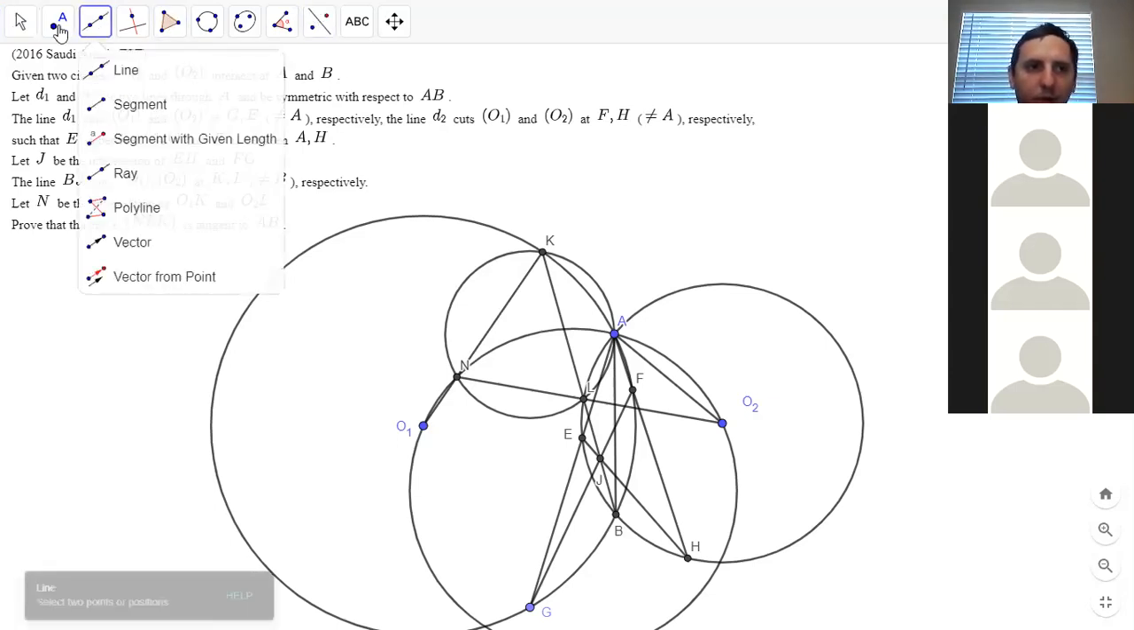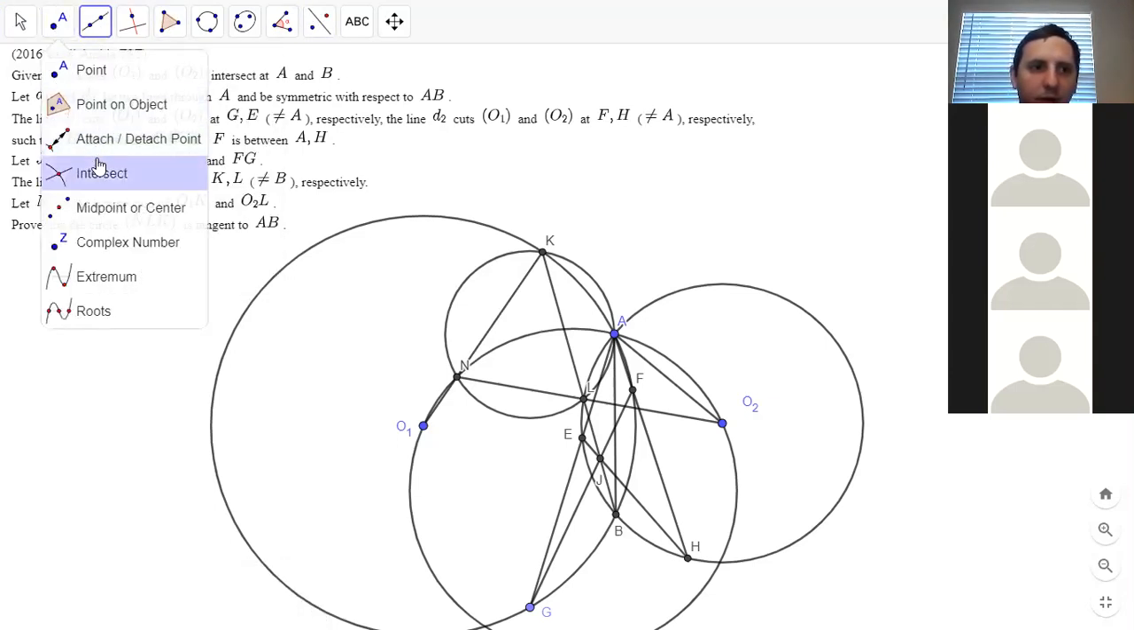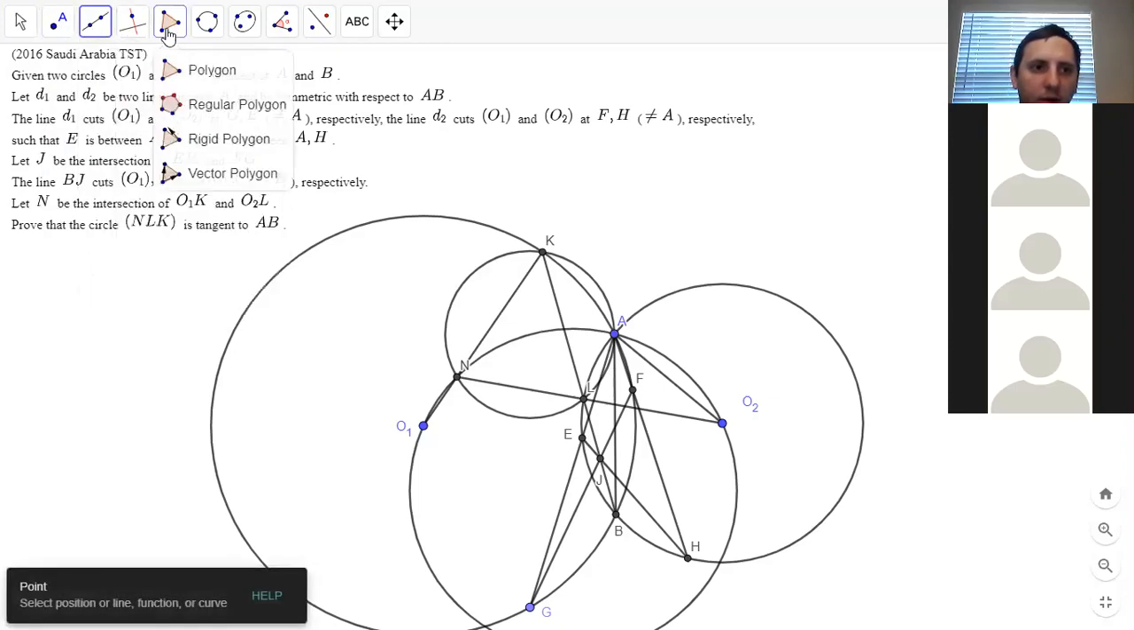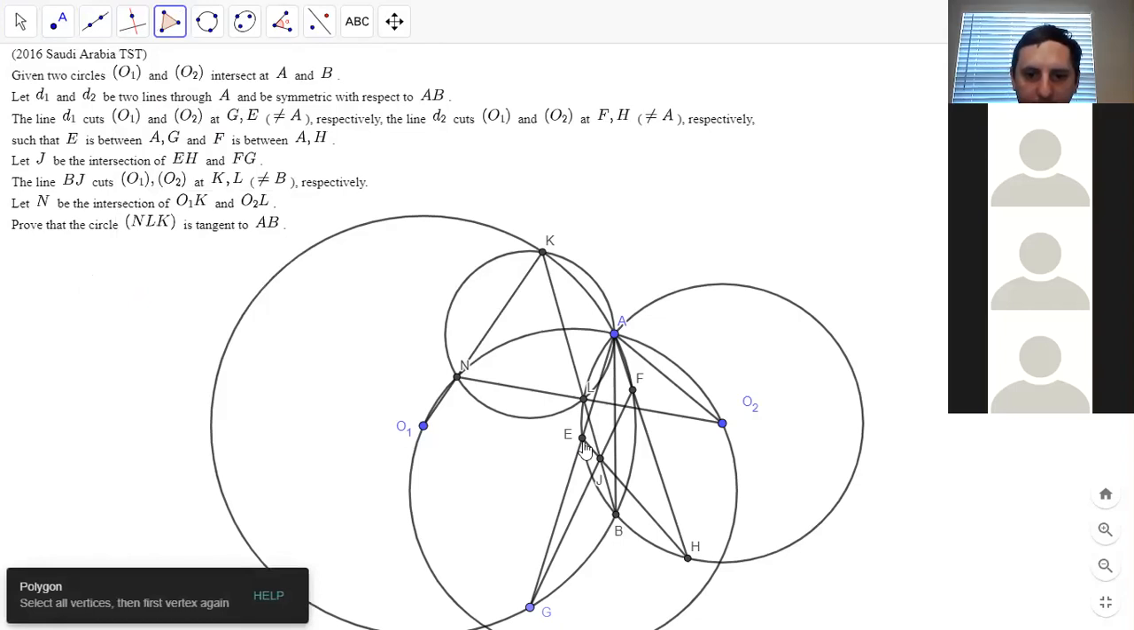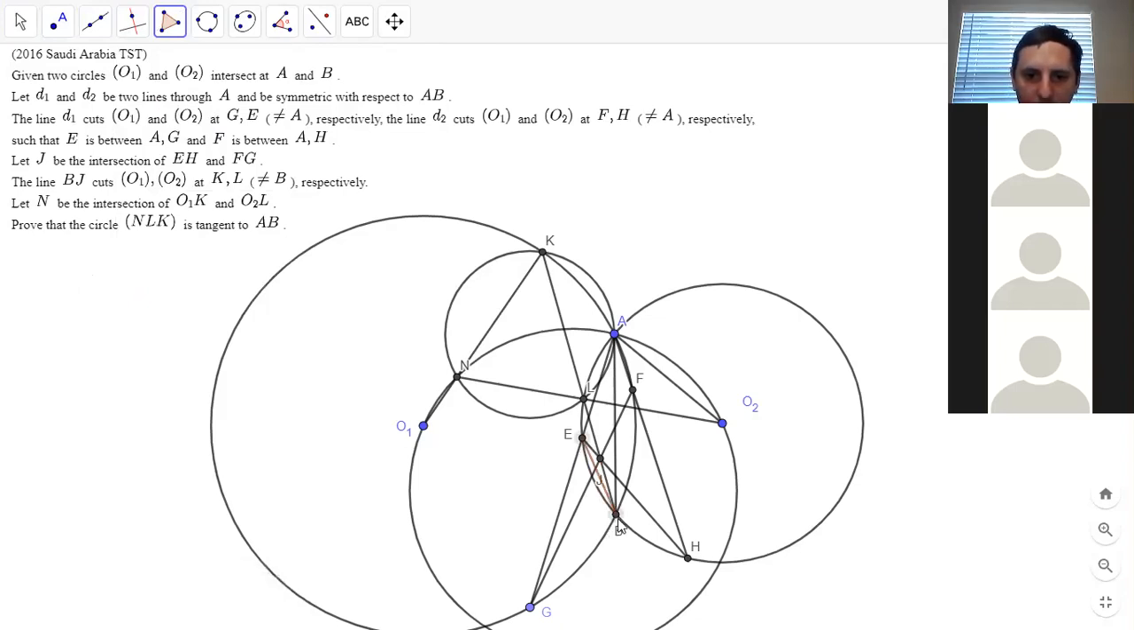Okay, so let's see. So yeah, we have that and this are congruent.